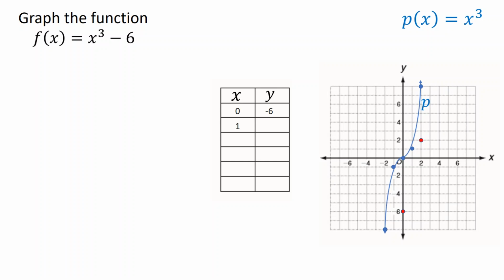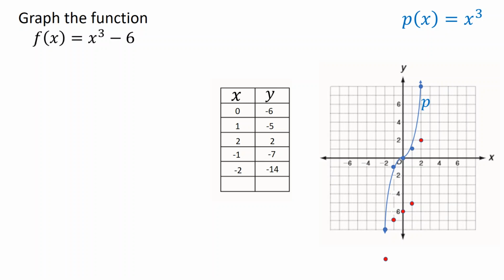When x is 1, y is negative 5. Sorry, I got my plots all mixed up here. So there's 1 and negative 5. When x is 2, y is 2. That's already there. When x is negative 1, y is negative 7. And we plot that point. And then when x is negative 2, negative 2 times negative 2 times negative 2 is actually negative 8, plus a negative 6 is negative 14. So there it is.